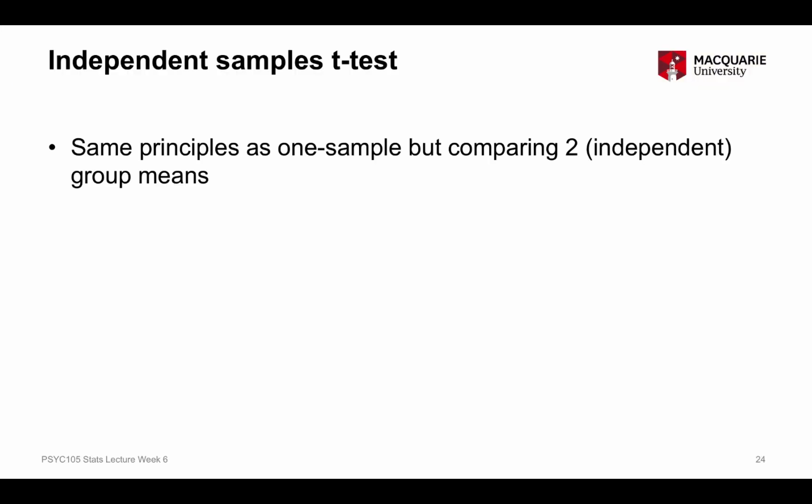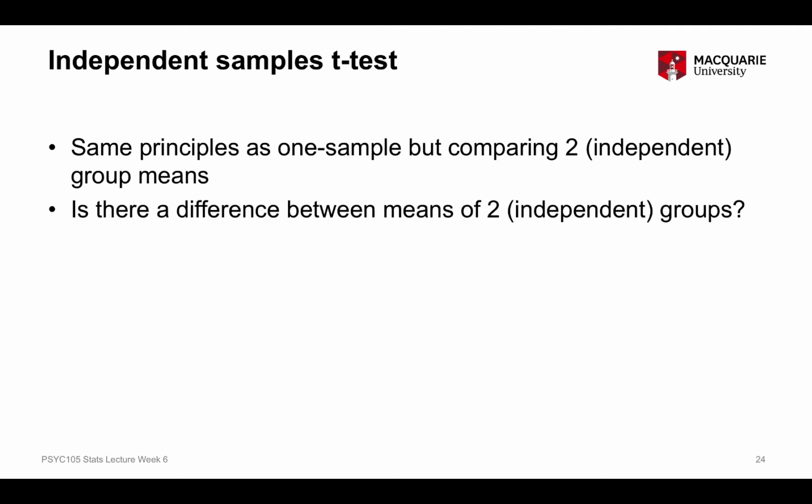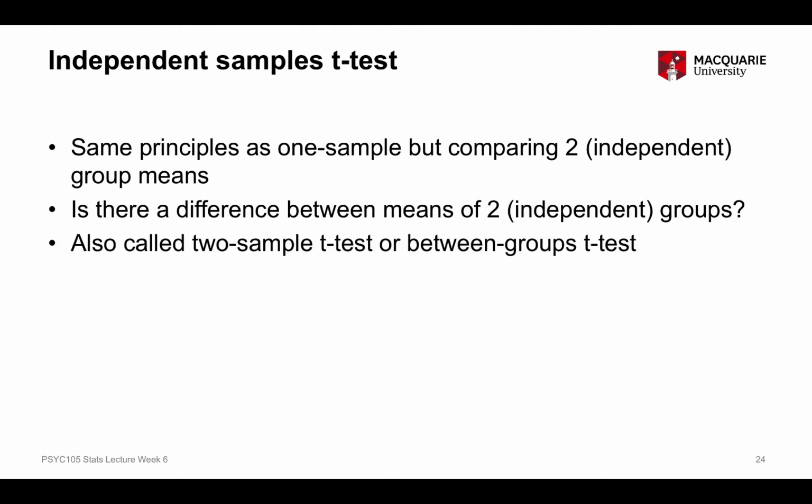So the independent samples t-test, generally speaking, is relatively similar to the one sample t-test, just because all the t-tests are doing a similar kind of thing. But what it's doing is comparing the mean score on some numeric variable between two independent groups. We want to see if there's a difference in the mean score between those two groups. Do the two groups have approximately the same mean score or a different mean score? It's also called a two-sample t-test or a between groups t-test. All of those things are representing the same thing.